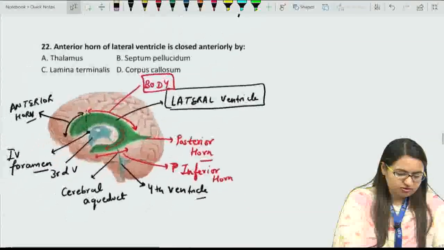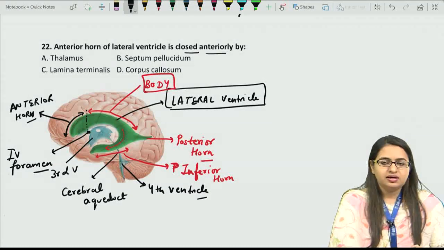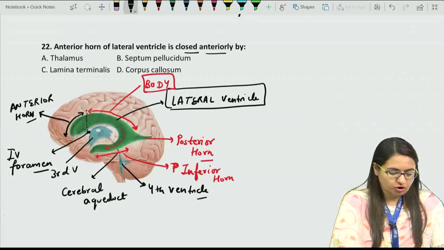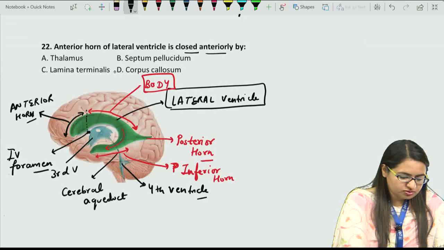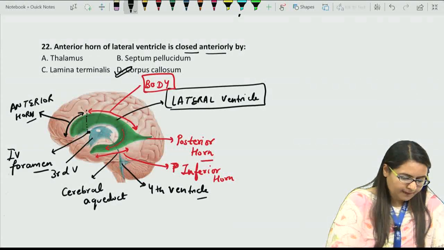So if we come back to the question, it says the anterior horn of the lateral ventricle is closed anteriorly, and we have already known that the anterior boundary is formed by the genu of the corpus callosum. So the answer for this question is D, that is the corpus callosum.